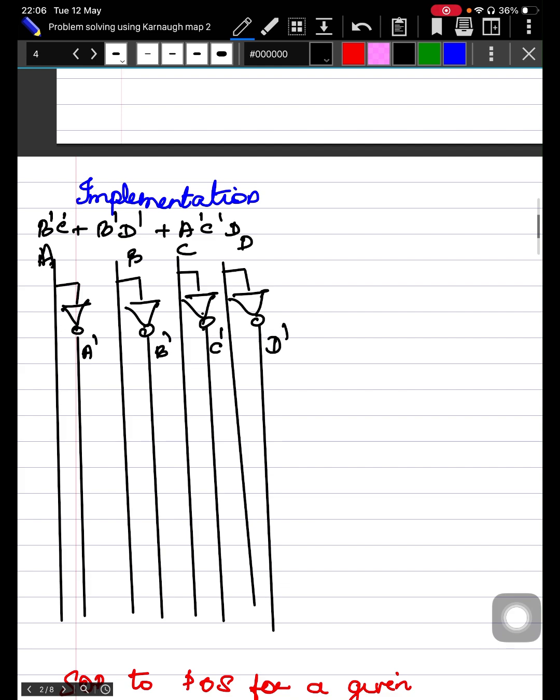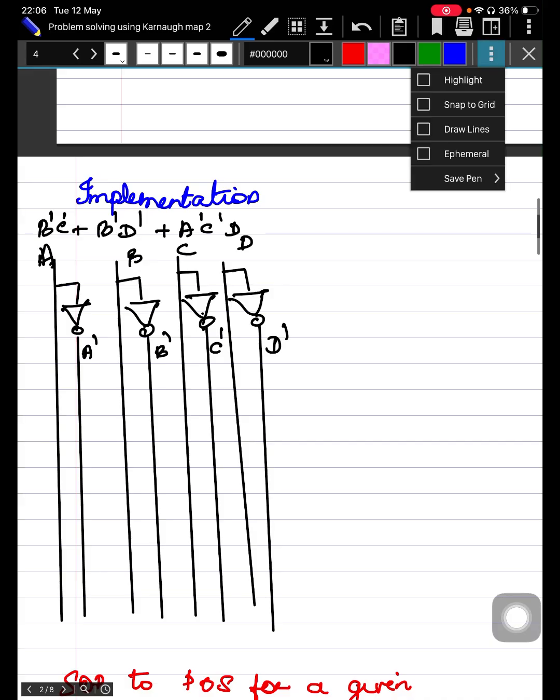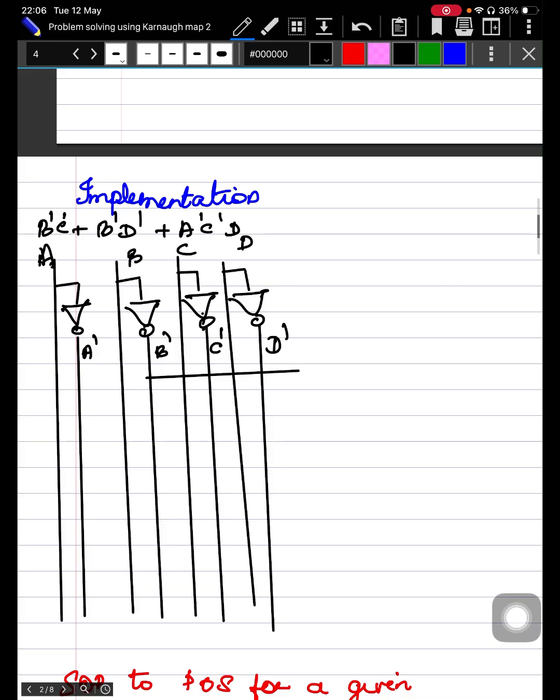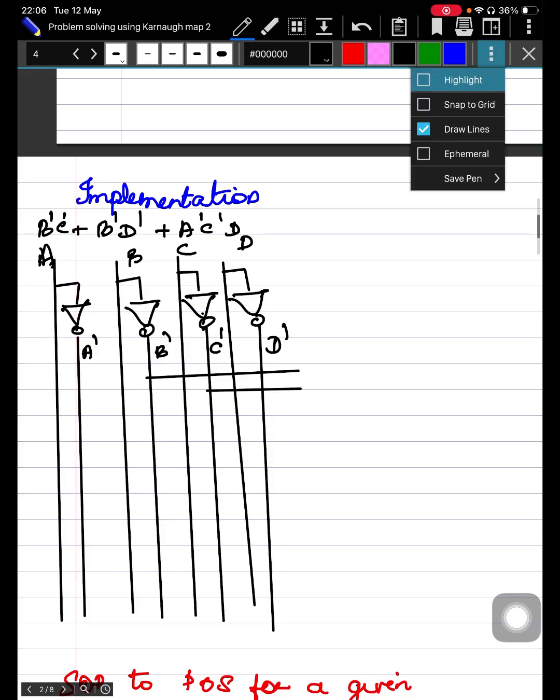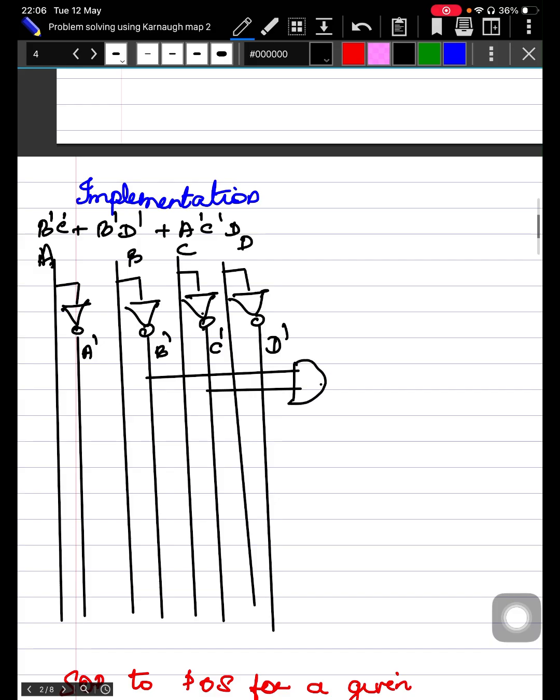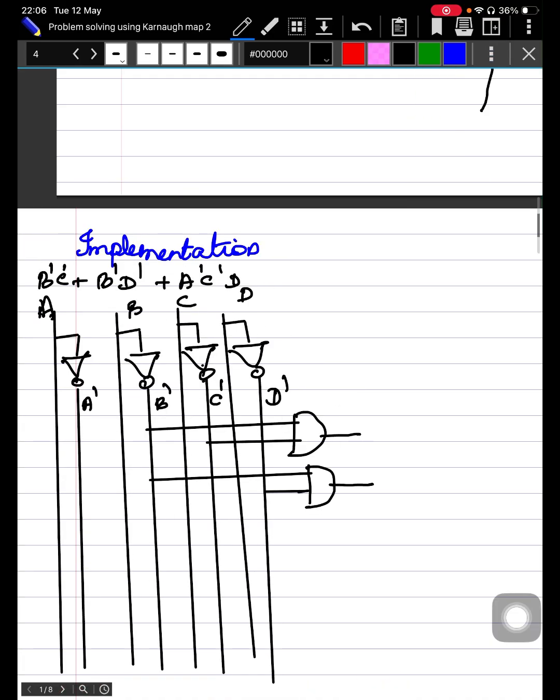So what's the first element? B dash, C dash, right? So I'll take a connection from here, B dash, C dash, okay? I'll draw an AND gate over here, right? And what's the next one? B dash, D dash, right? Yeah. And I'll draw an AND gate over here. And what's the next one? A dash, C dash, D, right? A line from here, A dash, C dash, and D, right? Yeah. I'll draw an AND gate over here, right?